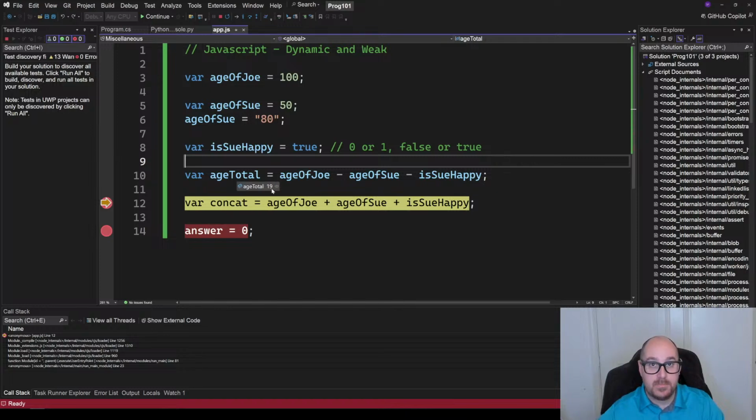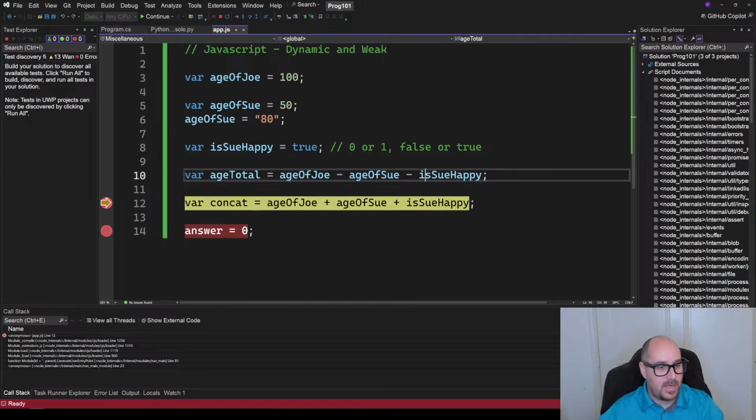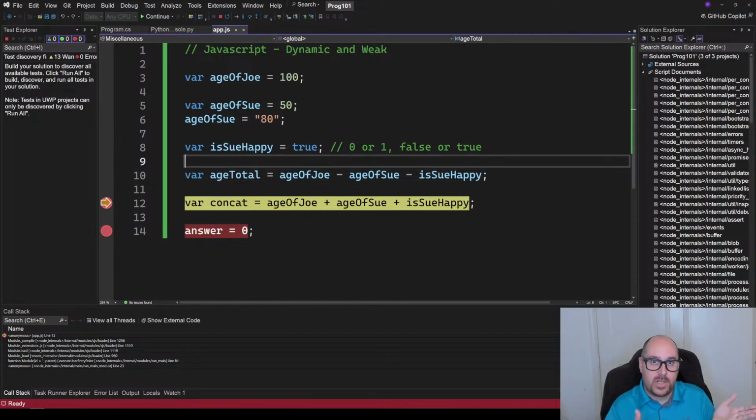Bam. 19. 100 minus 80 is 20. Minus 1 more is 19. 100. This is a string called 80. You can see the quotes around the outside. And is Sue happy? It still says true, but that evaluates as a 1. So this is weakly typed. It'll just change what you're doing in your code based on what it interprets it wants it to be. And it'll implicitly convert it, if it can, to something else that it wants it to be.